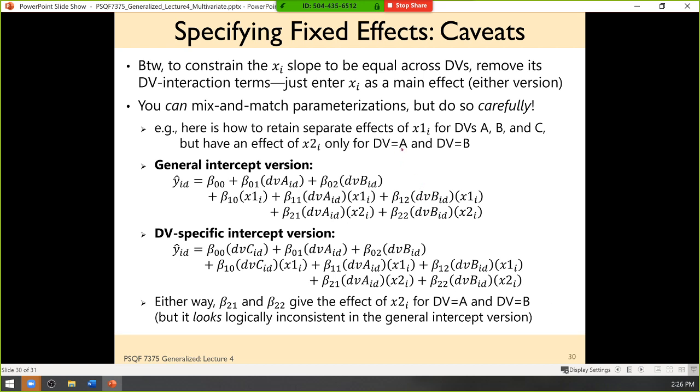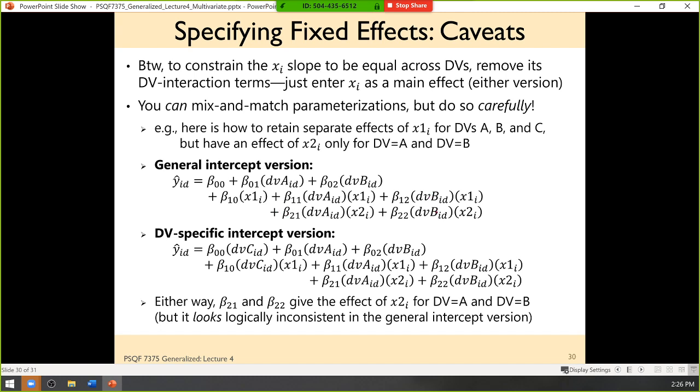So let's say that you want to have one predictor that predicts all 3 outcomes, and a second predictor that only predicts A and B. You could do that. If you fit the general intercept version, it would look like this. You would have beta 0 not multiplied by anything, so it's 1 for everybody. You would have A and B, so that would be the difference between C and A and C and B. You'd have a main effect of x1, that would be for C, and then this set of betas here, beta 1,1 and 1,2, would allow that effect of x1 to differ for A and for B.